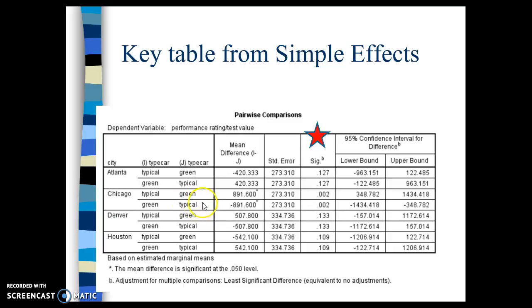So if you have a typical car or a green car, those are where your differences lie. You will, of course, go back and look at the means of each of these individual groups. So the green Chicago cars, the typical Chicago cars. See which mean is higher. That tells you the direction of the effect. Is it green cars are higher? Is it typical cars are higher? And then you will use the Cohen's d to give an effect size for the individual difference as well.